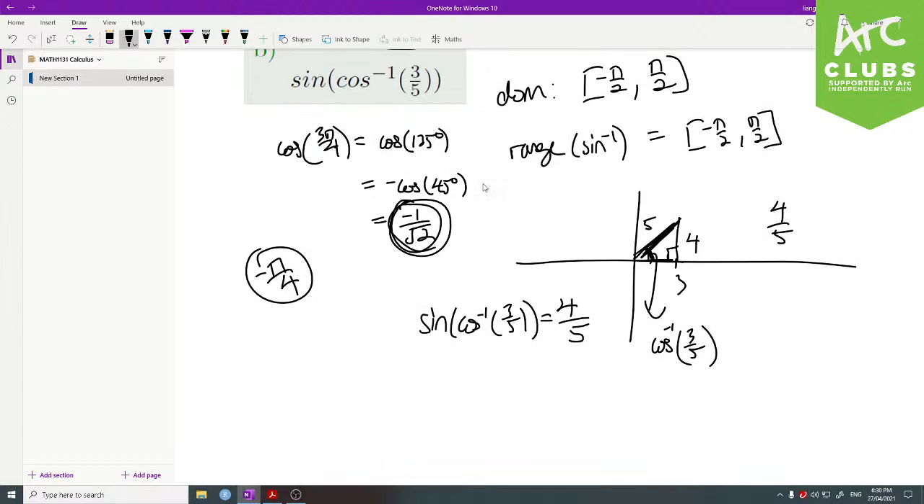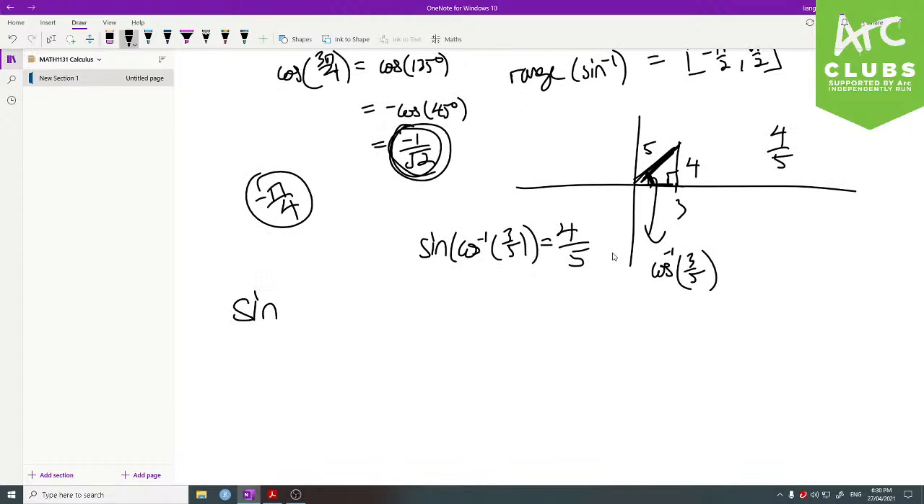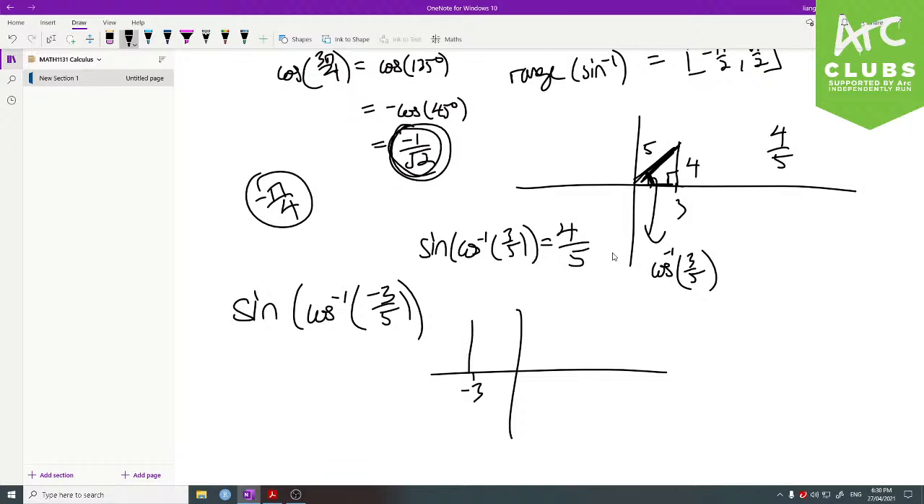If they decided to do something a bit different, so rather than it just being in the first quadrant, which is quite nice, if they gave you, for example, cos inverse of negative 3 on 5, you would just draw it in the second quadrant. So you would just draw it here instead, because we have a negative 3. Okay, and the hypotenuse is always positive, so that's still going to be 5. And this angle here will now be your cos inverse negative 3 on 5, right? And again, this vertical component is still 4, right? And so we have sine of cos inverse negative 3 on 5 is also 4 on 5. Right, which makes sense, because sine should be positive in both the first quadrant and the second quadrant.